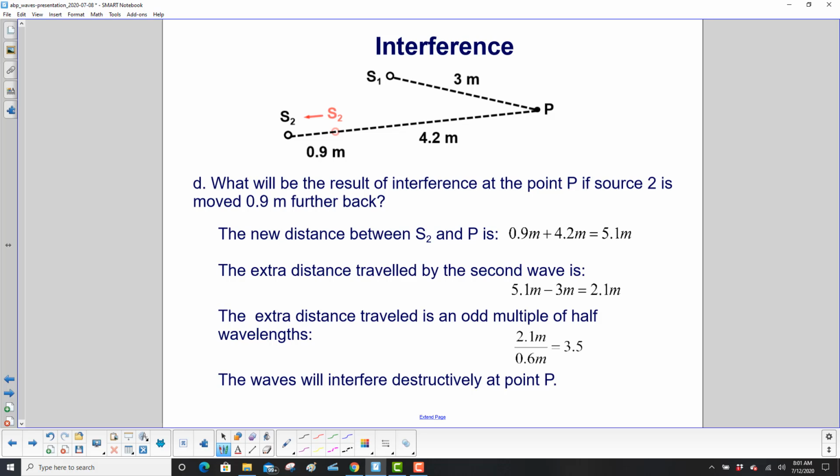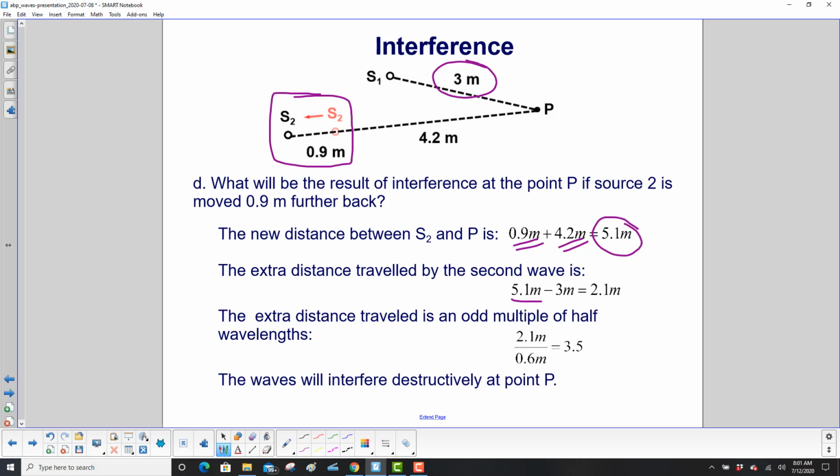What will be the result of interference at point P if source 2 is moved 0.9 meters back? Well, the new distance between source 2 and point P will be 0.9 meters, that's the addition, plus the original 4.2 meters, and we get 5.1 meters. So the extra distance traveled by that second wave is 5.1 minus 3 meters here. S1 doesn't change, so it's 2.1 meters.